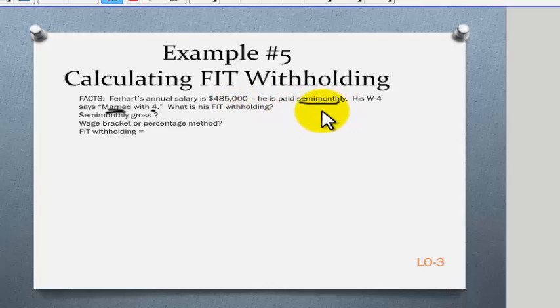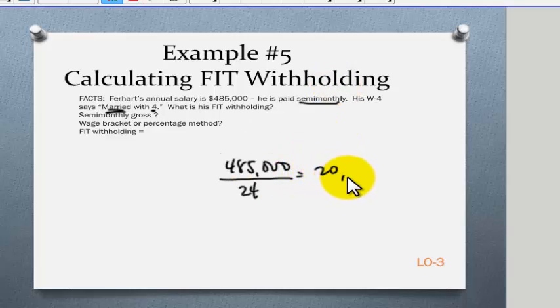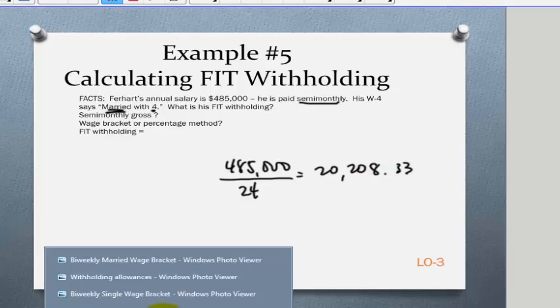So first, let's figure out what his semi-monthly pay would be. So we're going to take $485,000. Divide by how many semi-monthly pay periods are there? 24. So therefore his gross pay every semi-monthly payday is $20,208.33. Okay? So I'll go ahead and tell you that is not on the wage bracket method. Okay? So let's look at the percentage method.